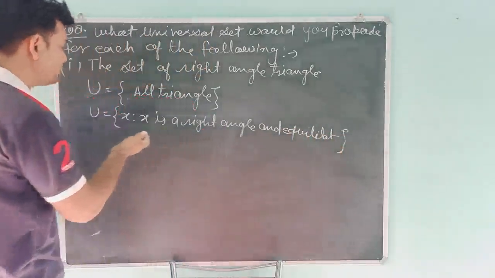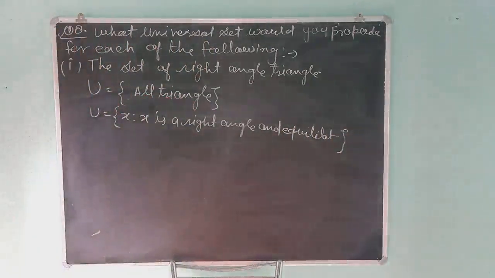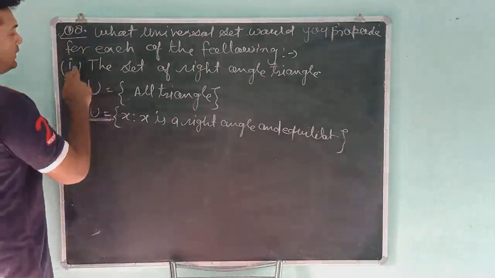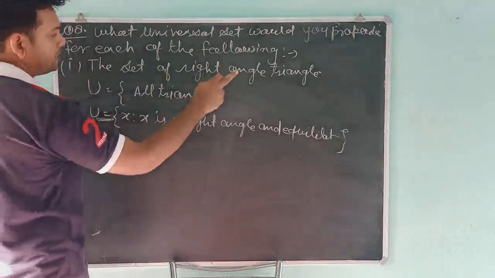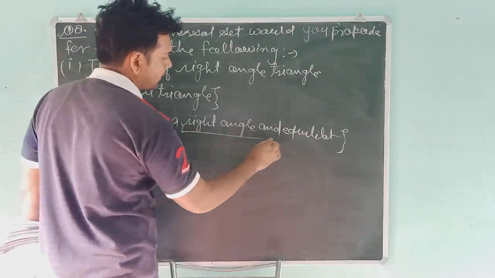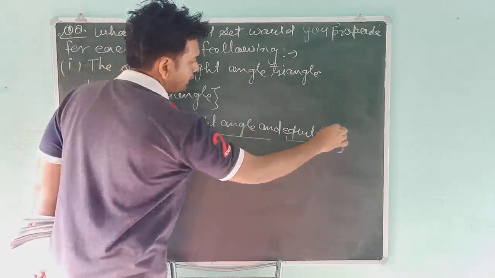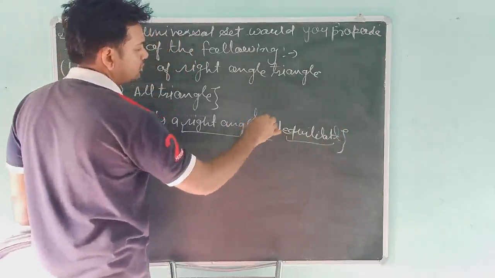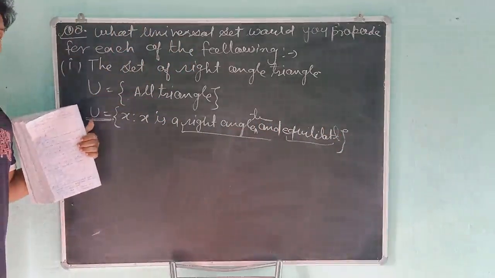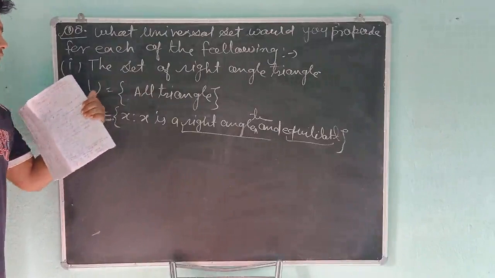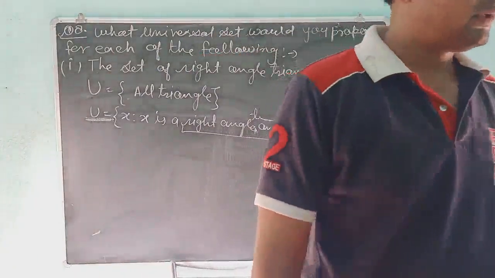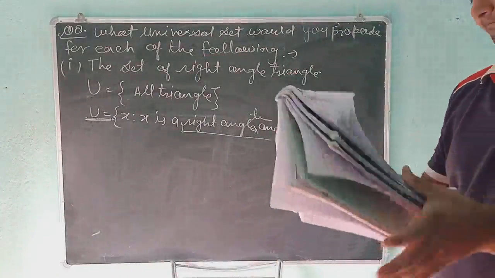This is also the universal set for this question. Why is this the universal set? Because we are talking about the set of right angle triangles, and in this set we have two types of triangle, right angle triangle and equilateral triangle. So this answer is correct, and this one is also a correct answer. So students, I think you understood this.